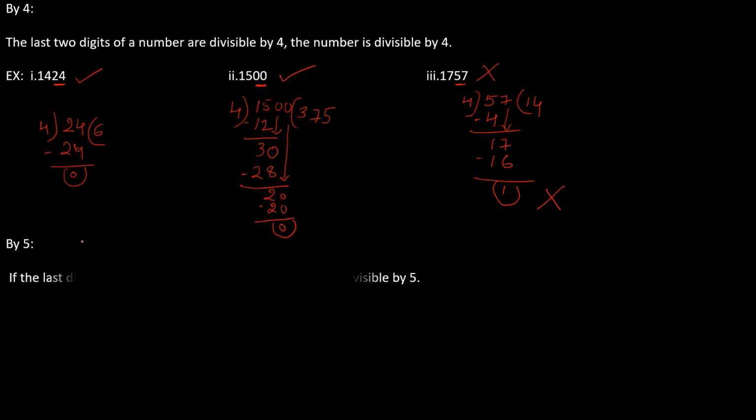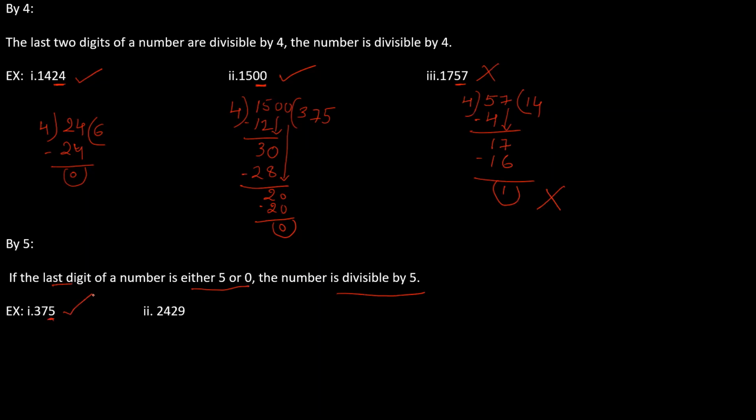Divisibility rule of 5. If the last digit is either 5 or 0, the number is divisible by 5. The first example, the last digit is 5. It is divisible by 5. The second example, the last digit is 9. It is not divisible by 5.